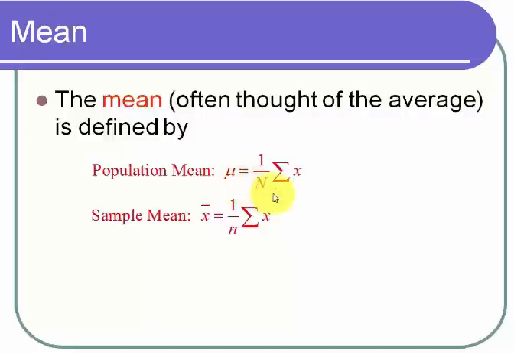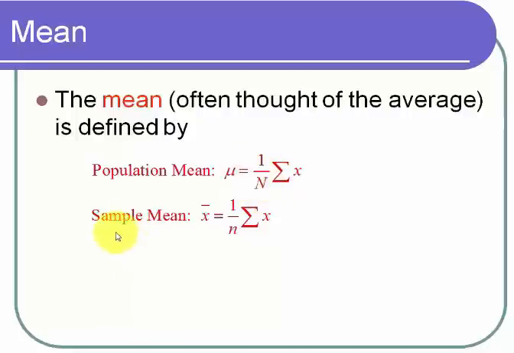And the formula for that is add them all up. This sigma from math means add them up. X are all the data values. And then 1 over n means divide by n, the total number in the population. And we typically use a capital N for that total number.